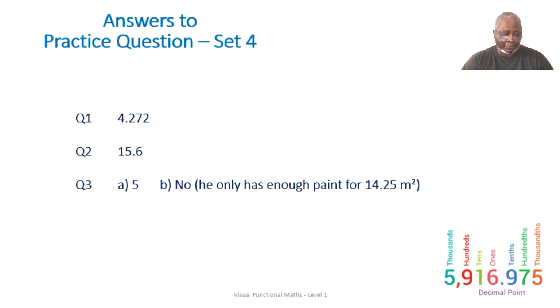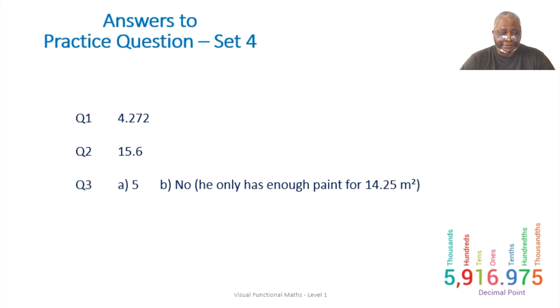Question 1, 4.272. Question 2, 15.6. And question 3a is 5 rows. And then question 3b, the answer is no. He only has enough paint for 14.25 square meters.